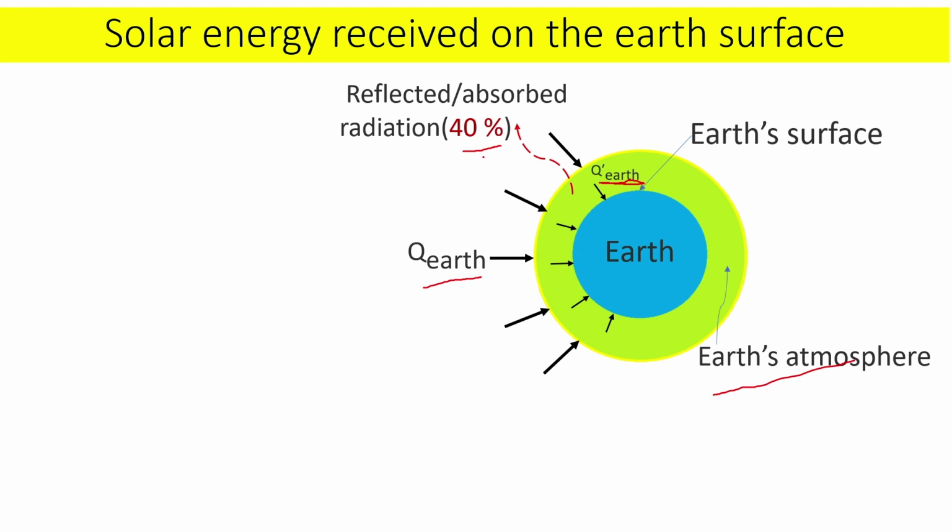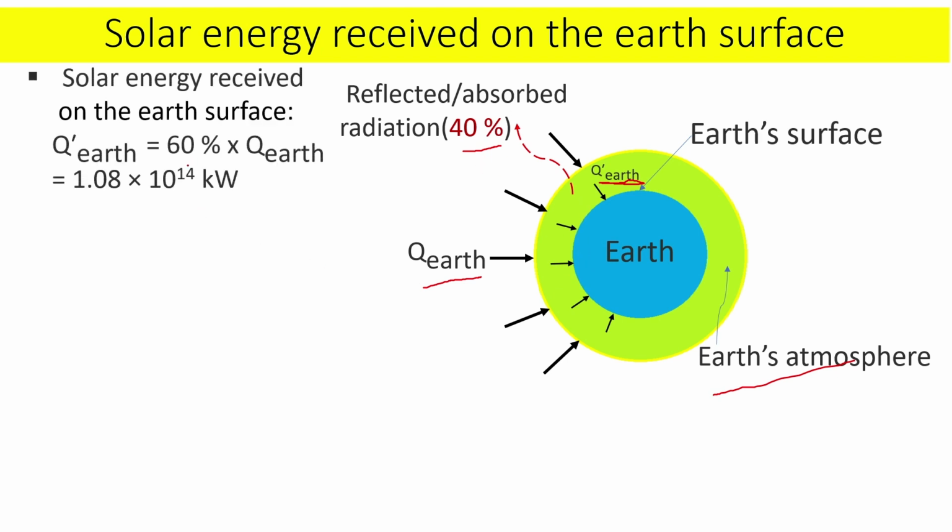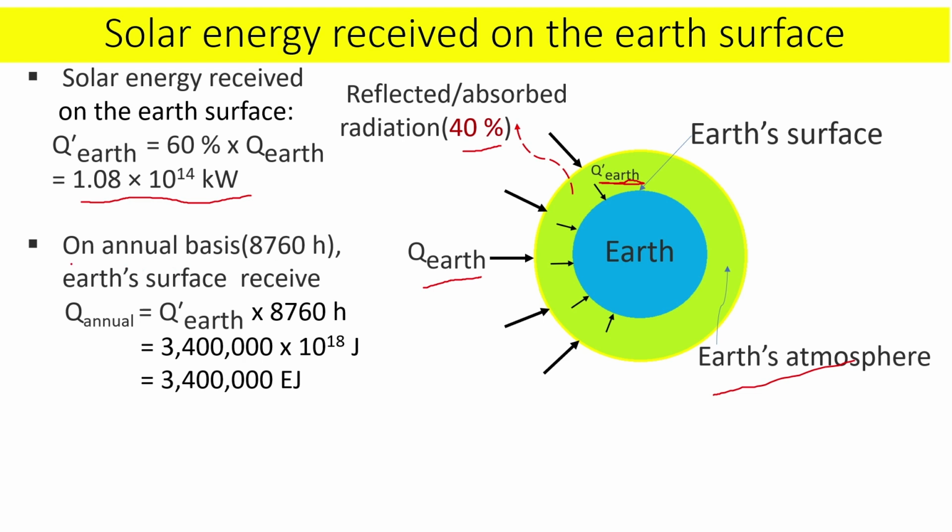So 40% gets reflected. So how much is actually reaching? It will be the remaining 60% of the Q Earth, which is reaching the outside of the atmosphere. 40% is getting reflected, so 60% is reaching the Earth's surface, which comes out to be 1.08 into 10 to the power 14 kilowatt. So if we do this calculation on an annual basis, this is the kilowatt coming, right?